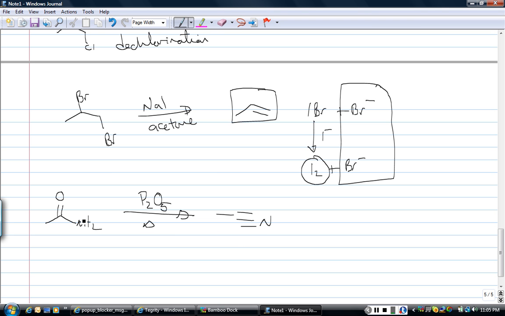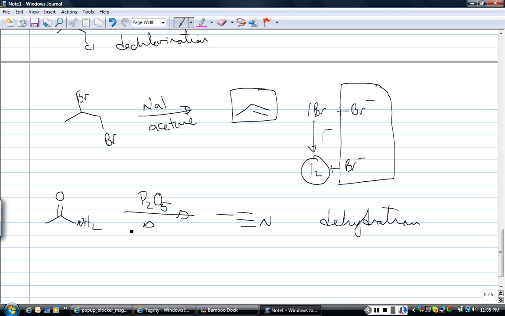I have lost the elements of H2O. There has been simultaneous formation of an extra pi bond. So this really is a dehydration reaction. And this is another example where nowhere in the product is water found.